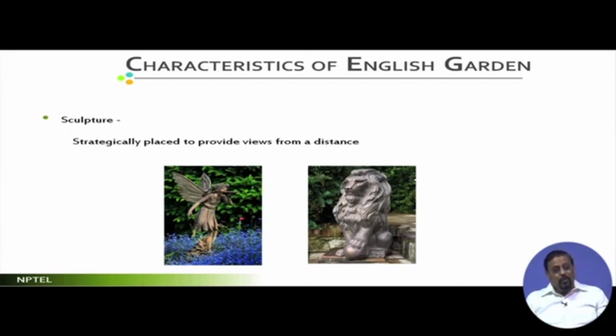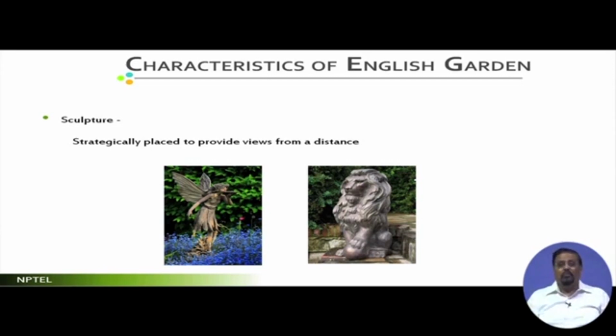The sculptures were used by Italians, by French, and sculptures also have been used by English. They have used the sculptures very strategically, placing them. Each sculpture has something to depict, maybe historical or mythical or religious or whatever, some philosophical issues.